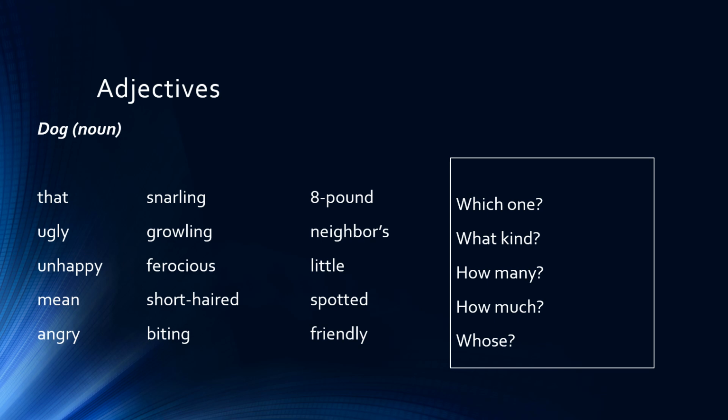The ugly dog. Well, that tells which one or what kind. The growling dog. Of course, that tells us again which one or what kind. The little dog. The 8-pound dog. My neighbor's dog tells me whose dog it is. The biting dog. What kind of a dog? So you can see adjectives modify nouns and they will answer one of those 5 questions.